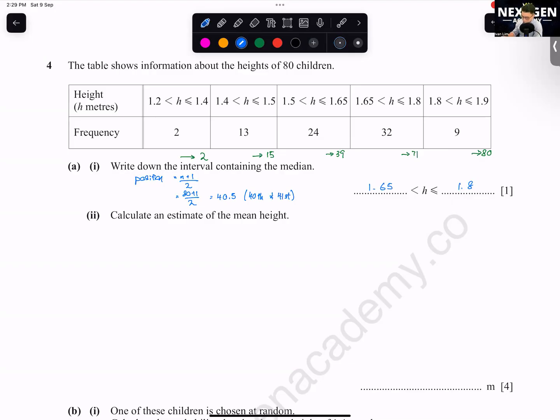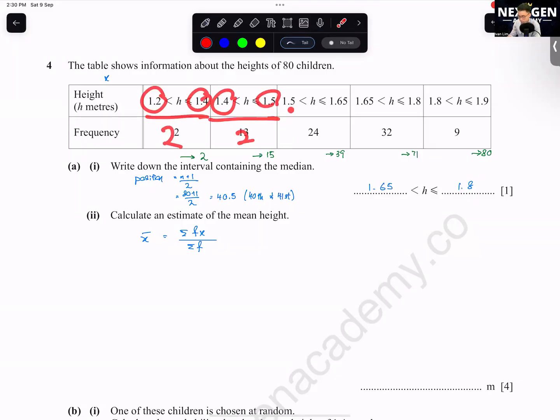Next one. Calculate an estimate of the mean height. Mean, what do I need to find? I need to find my formula. Write down the formula first. This one, please go and memorize it. All the statistics formulas, you all have to memorize by heart. The first thing that we want to find is the midpoint for all the classes. How to find the midpoint? You add this value plus this value divided by 2. Do for all of it.